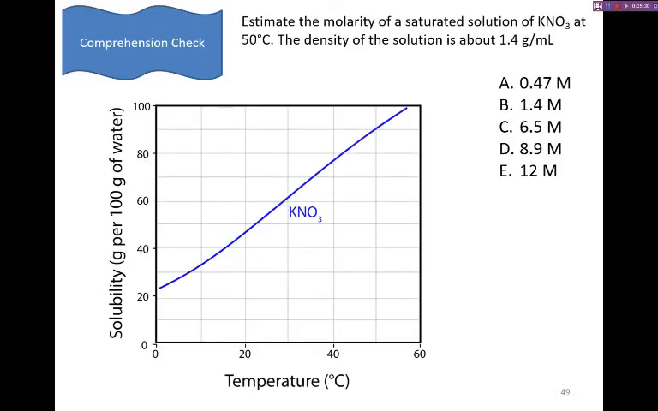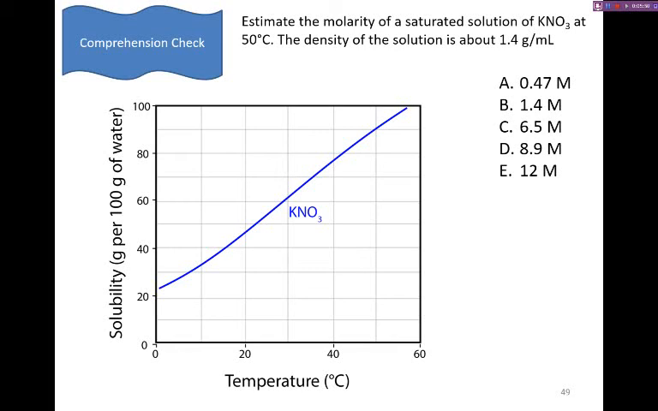All right, here's our last question. Estimate the molarity of a saturated solution of potassium nitrate at 50 degrees Celsius. The density of the solution is about 1.4 grams per milliliter. Try this on your own, and then I'll walk you through the process.